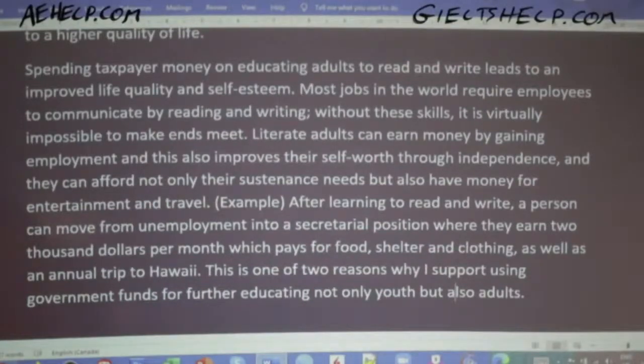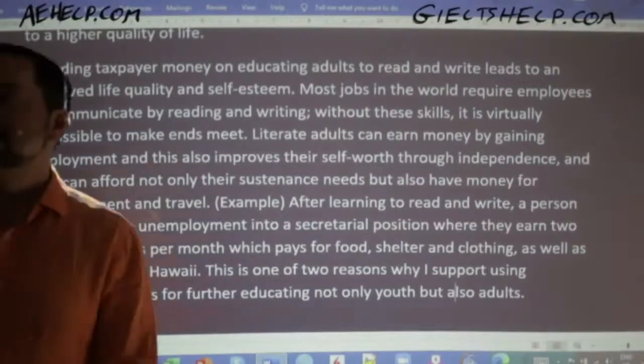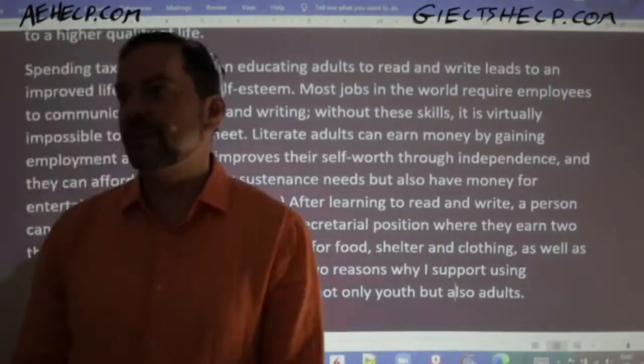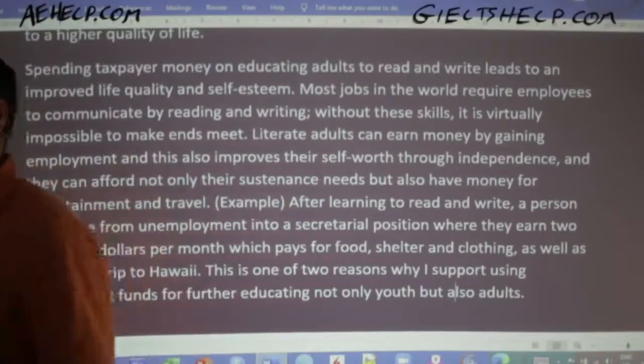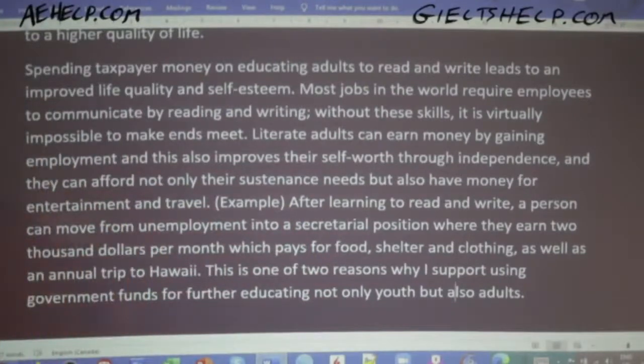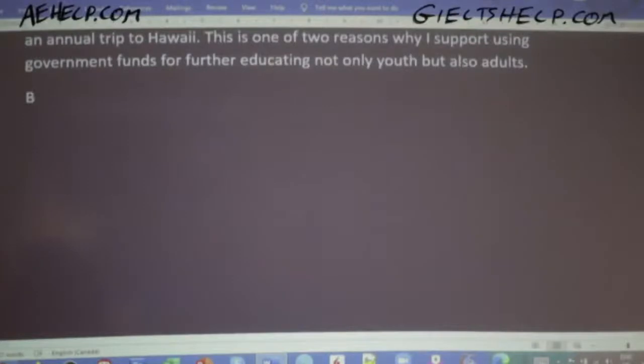All right, Andre says, thousands of students take the IELTS every year to pursue self-actualization. Absolutely, Andre. And IELTS requires reading and writing skills in English, right? So you could incorporate that as an example in a clever way. All right. Okay, so now we go on to body paragraph two.